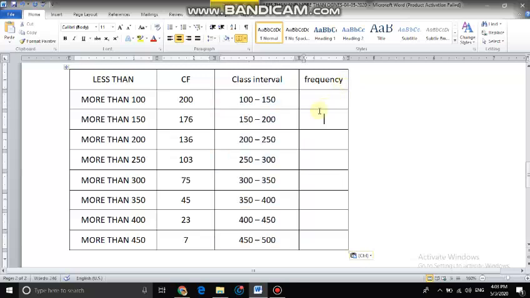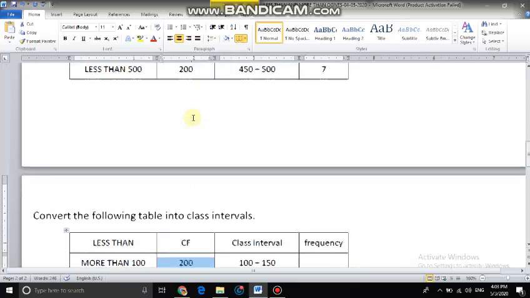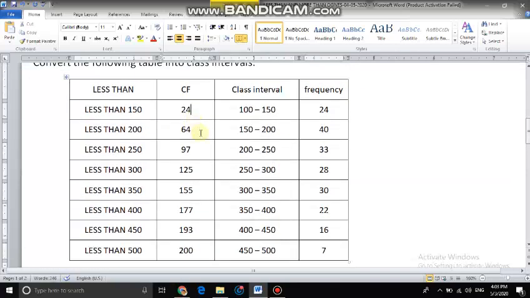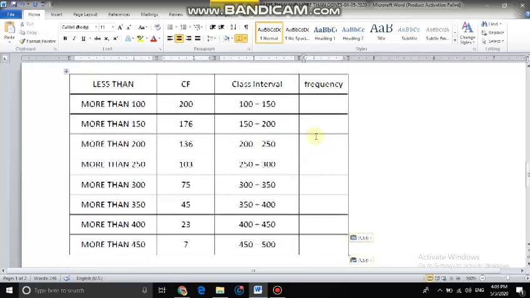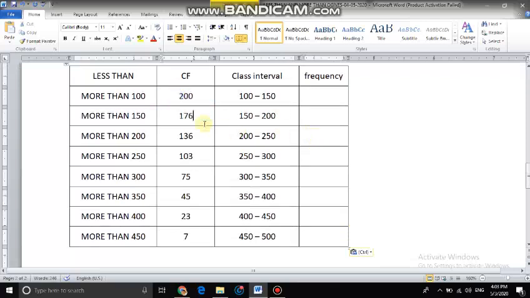If you remember how we get it, I am just making the class size difference as 50, then I am putting 100 to 150, 150 to 200. Now frequency: more than 100, I have 200 people, and more than 150 I have 176 people. So if I want 100 to 150, just subtract 200 minus 176. Be careful, in less than type I subtracted from down to up, 64 minus 24 will be 40, but in more than type you subtract from up to down. So this will come as 200 minus 176 is 24.